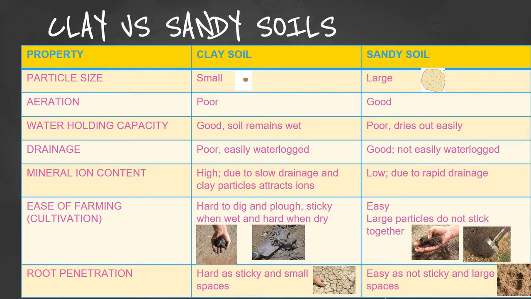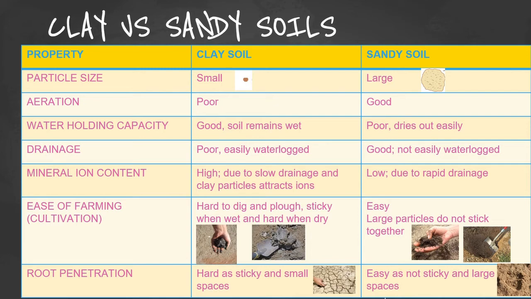Now, when we're looking at mineral ion content, it's pretty high in clay soil. And the reason for this is the slow drainage of the water in clay soil causes the mineral ions to remain in the soil for longer. So it tends to have a higher mineral ion content. Also, the clay particles actually attract the ions. In sandy soil, however, the mineral content is low, and this is because of the rapid drainage which we spoke about due to its larger air spaces.